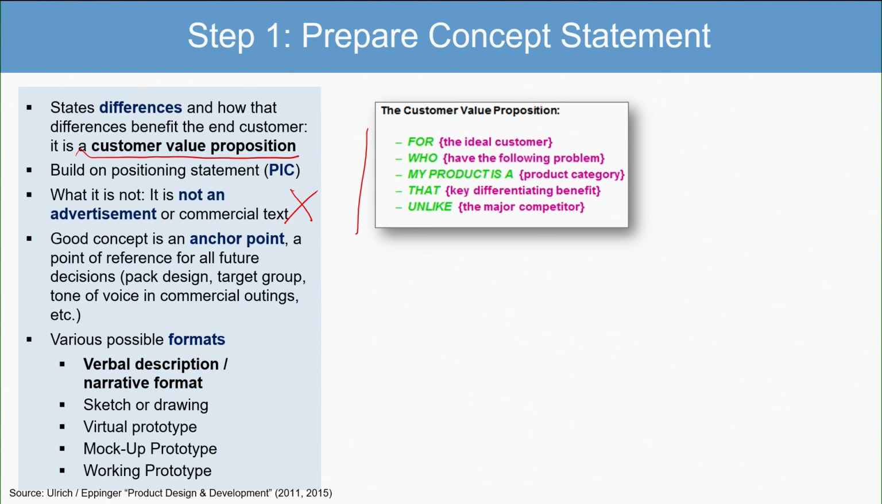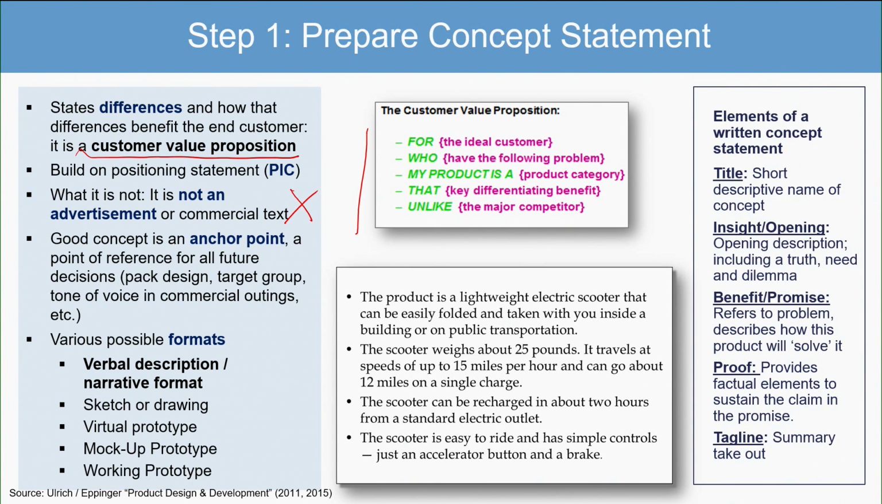And we can do this in different formats. One format are verbal descriptions, a narrative format. And again, there are a lot of schools of thought here, and there's one big one in marketing research that really says we should use just a verbal description. And a verbal description of a written concept statement has a title, some inside opening description, a benefit promise, a proof that there are factual elements to sustain the claim, and perhaps a tagline like a summary, a tweet of the concept. And this is really what can be applied here.